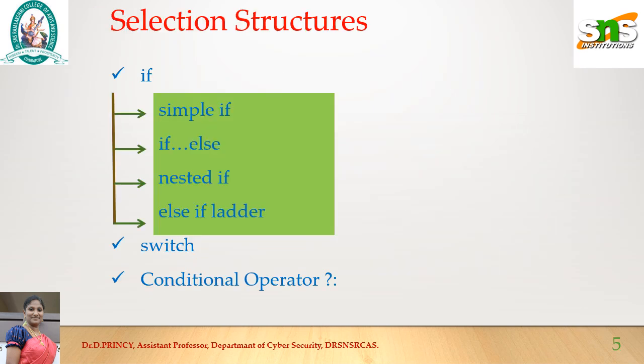The second type of structure followed in Java is the selection structure. Selection: when we have more options, we can select any one of them. We are not able to select more than one, but there should be many choices. Based on that, in Java we have three types of selection structures. One is if, which is further classified into simple if, if else, nested if, and else if ladder. The second type is switch case. The third type is the conditional operator, or ternary operator.